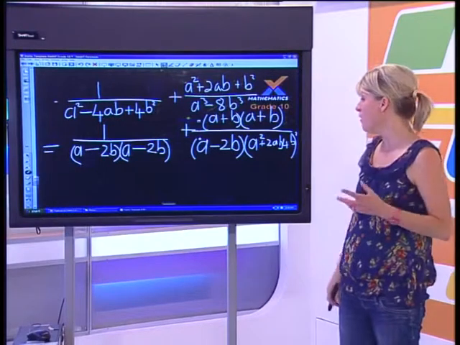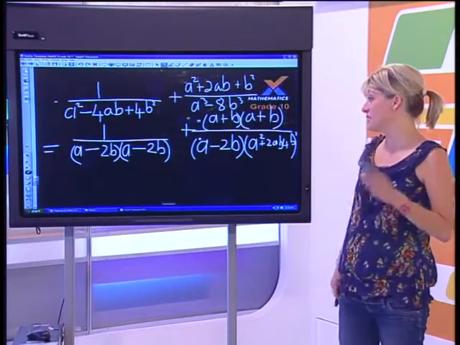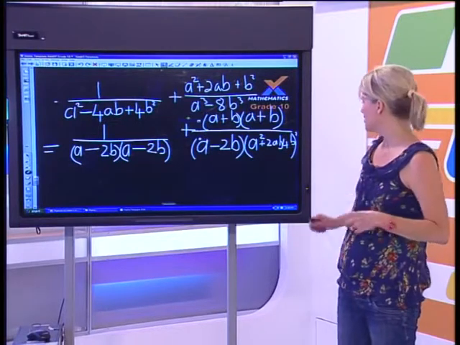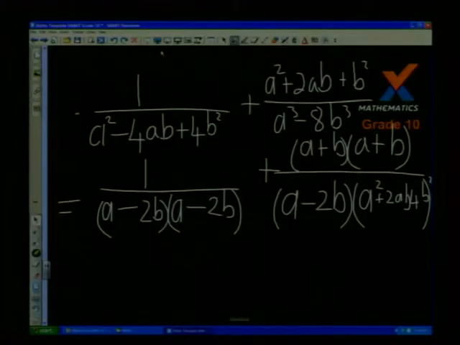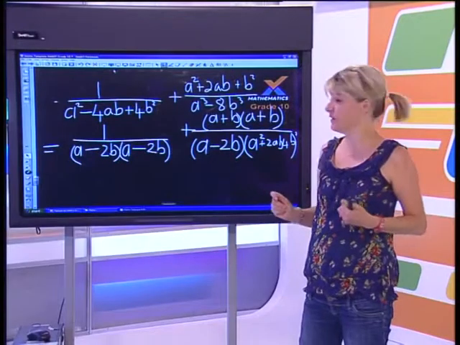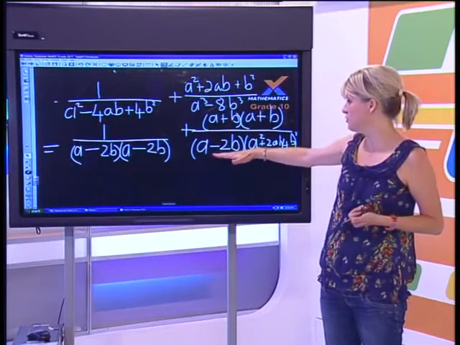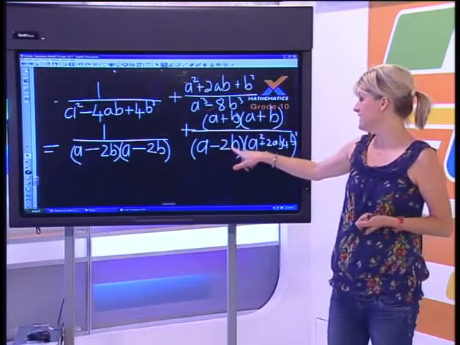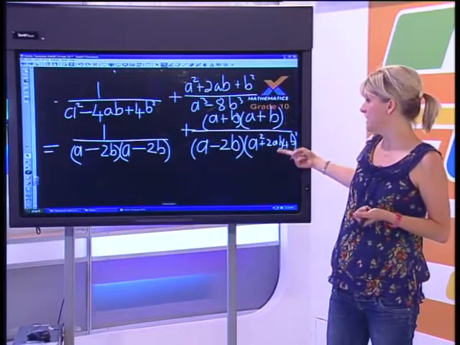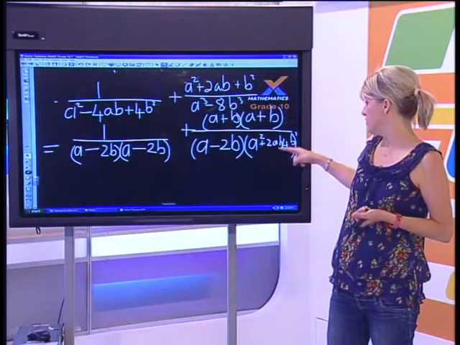Right. Now what we need to do is get on with the business of finding our actual LCD. Now this question is actually a little bit more complicated than I initially intended, but that's fine. Let's have a look. I have got a minus 2b and a minus 2b in my first expression, so I'm going to need a minus 2b squared as my LCD. I've got a minus 2b in my second one, so the squared a minus 2b will already take care of this one, but I also now need to include this into my denominator.